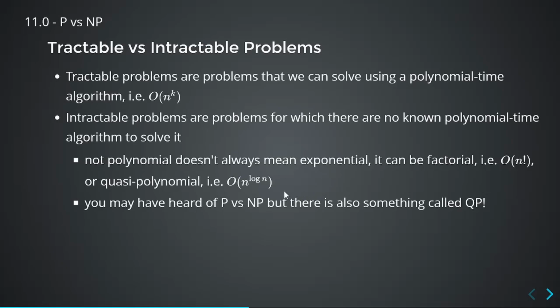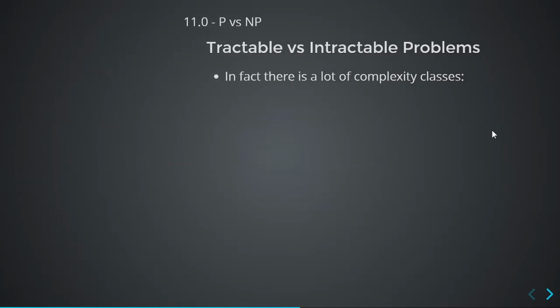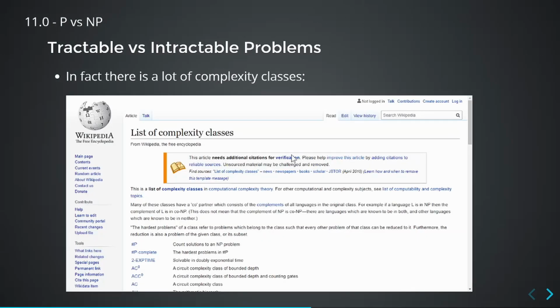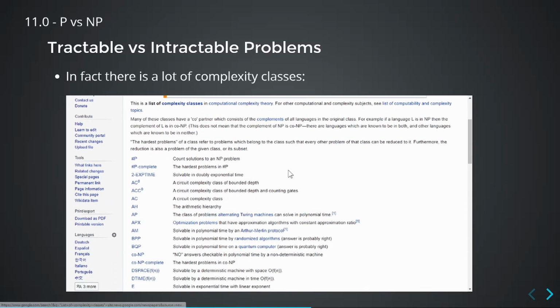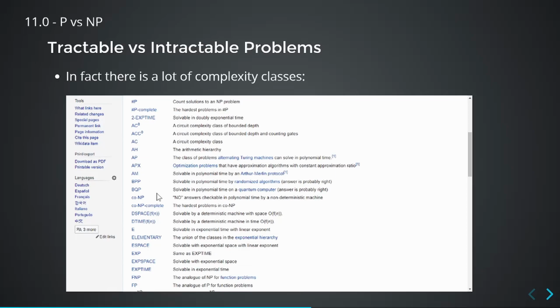And you may have heard P versus NP before. I'm sure you have. But there's also something called QP, quasi-polynomial time. So these are the class of problems which can be done in quasi-polynomial time. In fact, there's a lot of these complexity classes. Here's a Wikipedia link on it. You can look for it. Look at all these complexity classes.